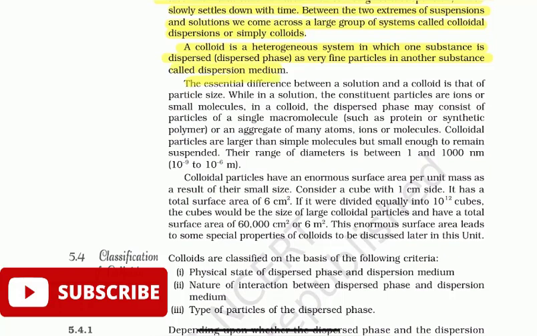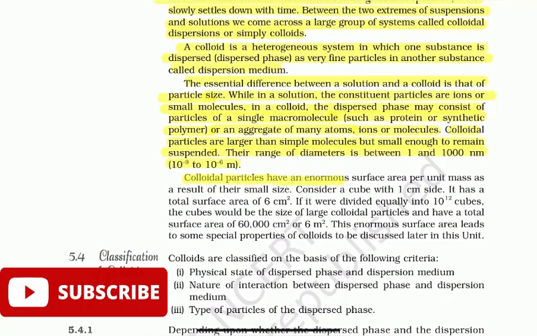The essential difference between a solution and a colloid is that of particle size. While in solution the constituent particles are ions or small molecules, in a colloid the dispersed phase may consist of particles of a single macromolecule, such as protein or synthetic polymer, or an aggregate of many atoms, ions, or molecules. Colloidal particles are larger than simple molecules but small enough to remain suspended. Their range of diameters is between 1 and 1000 nm.